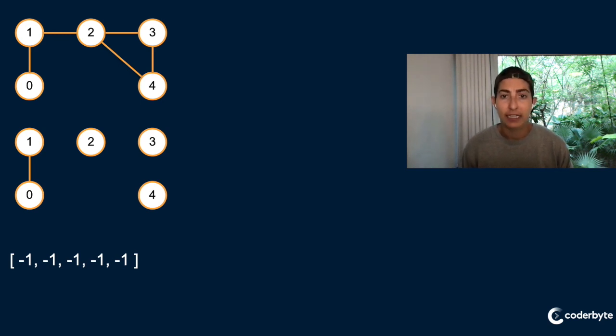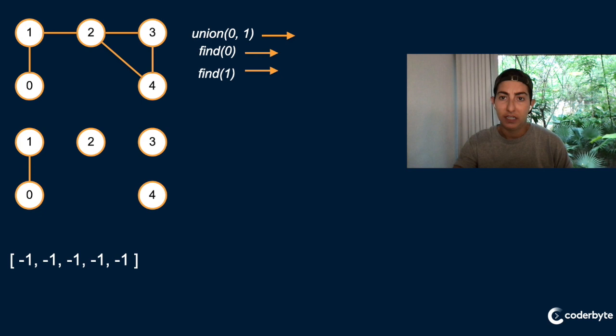So we're connecting 0 and 1. What does that mean? We are going to call union on 0 and 1, right? Now, if you remember, when you call union, the first thing you do is find the parents of each of those nodes, right? So we call find on 0 and we call find on 1. Now, find, if you'll remember, uses this array to figure out where is the parent of the node that you passed in, right?